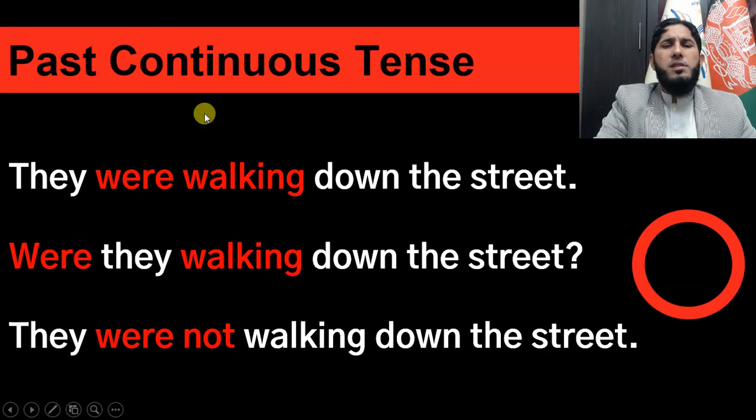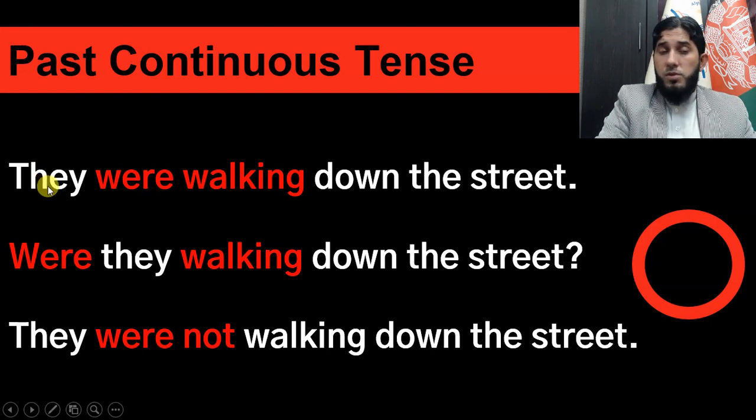Past continuous tense is mainly used to talk about an ongoing action, a continuous action in the past, at a specific time, usually in the past. So, they were walking down the street. You may add some sort of time expression, at 2 p.m. yesterday, for example. So you need the to be verb was and were according to the subject.